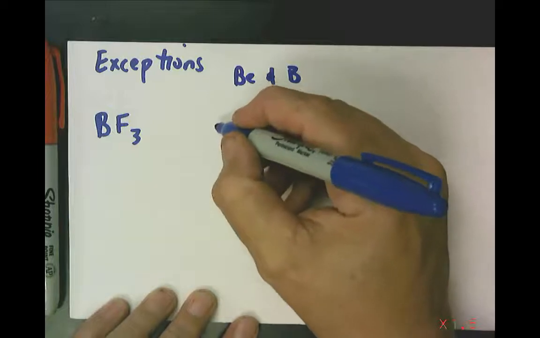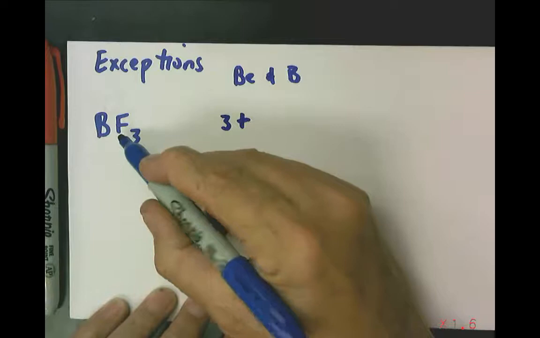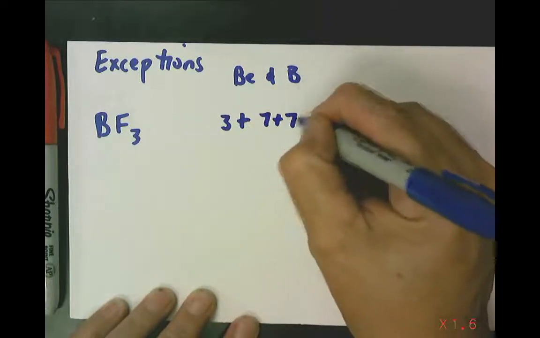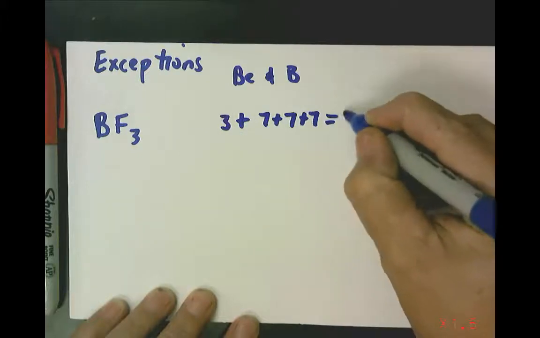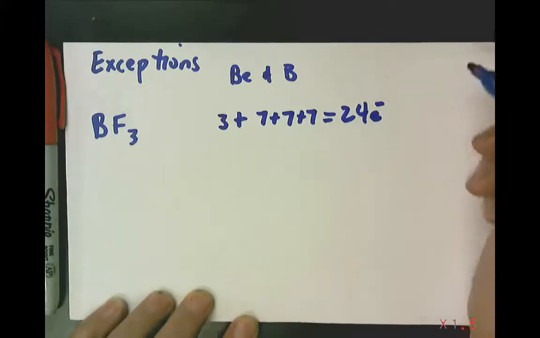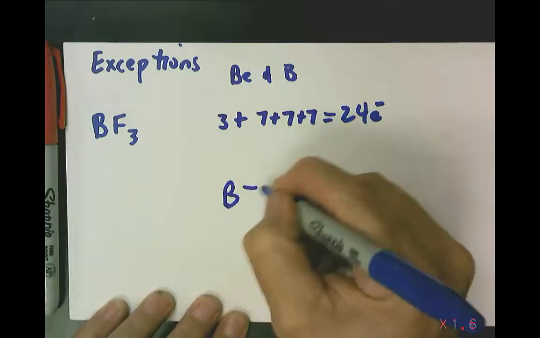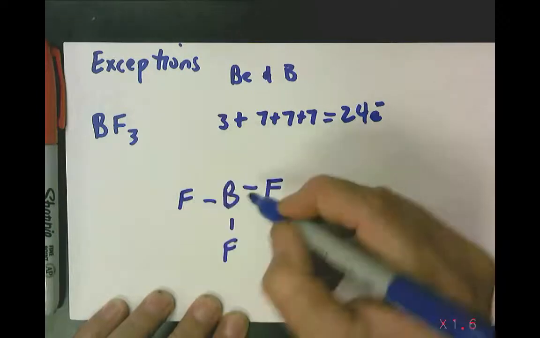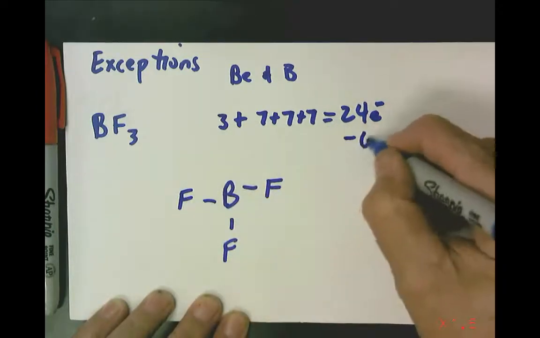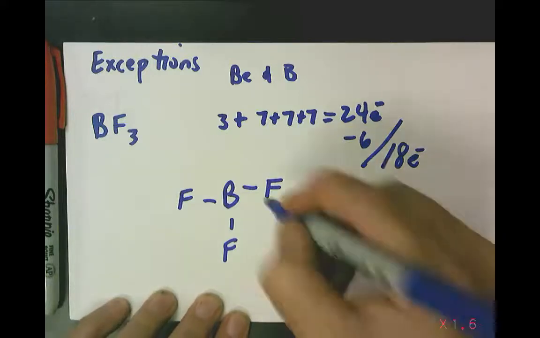So let's see, boron has 3 valence electrons. Fluorine has 7, and there's 3 of them. So there's 21, 22, 23, 24. All right, so we're dealing with 24 electrons. B would be your central atom, and then F would be attached with a dash, 2, 4, 6. So we've used 6. Okay, we've got 18 left to deal with.